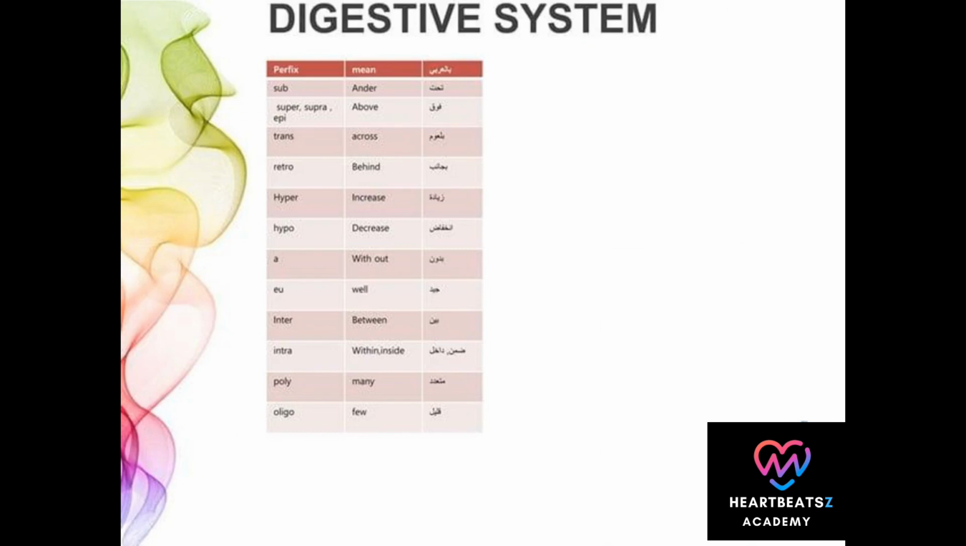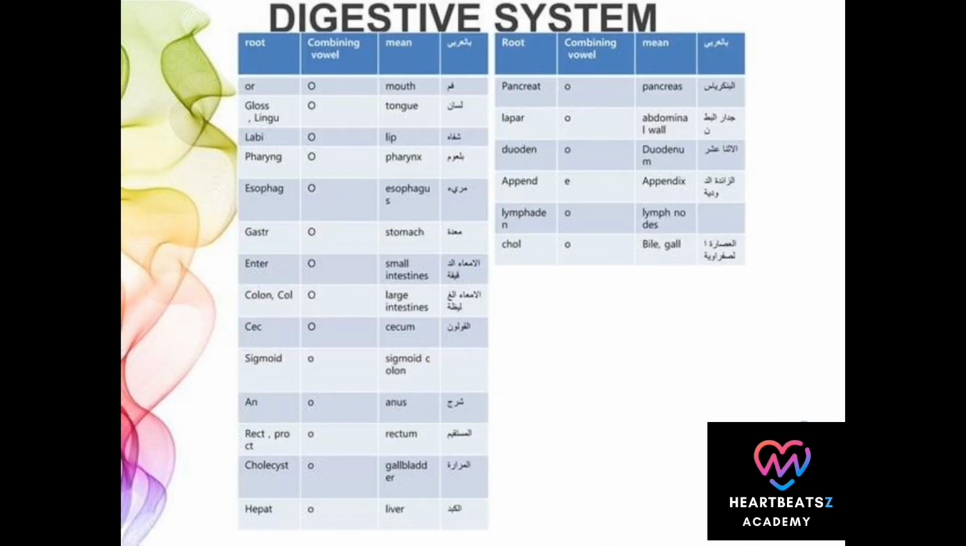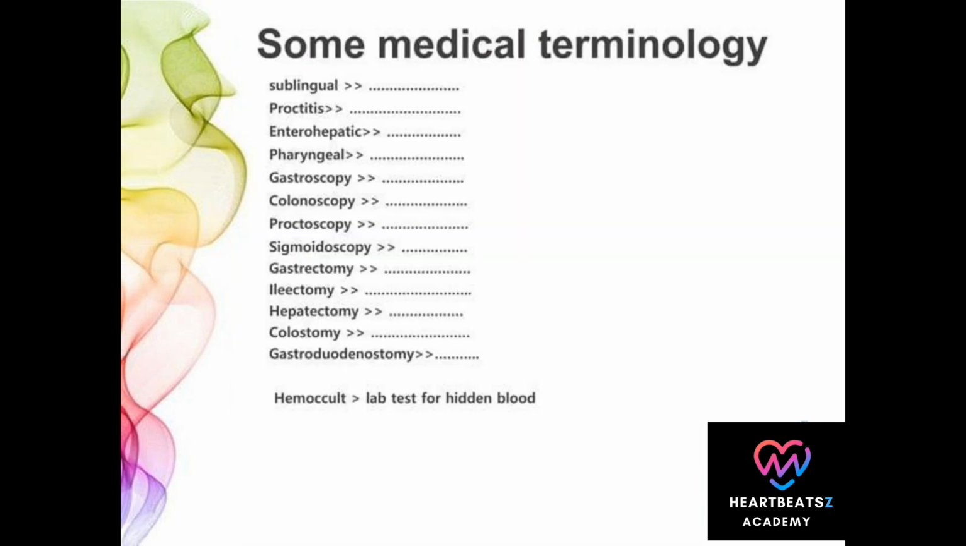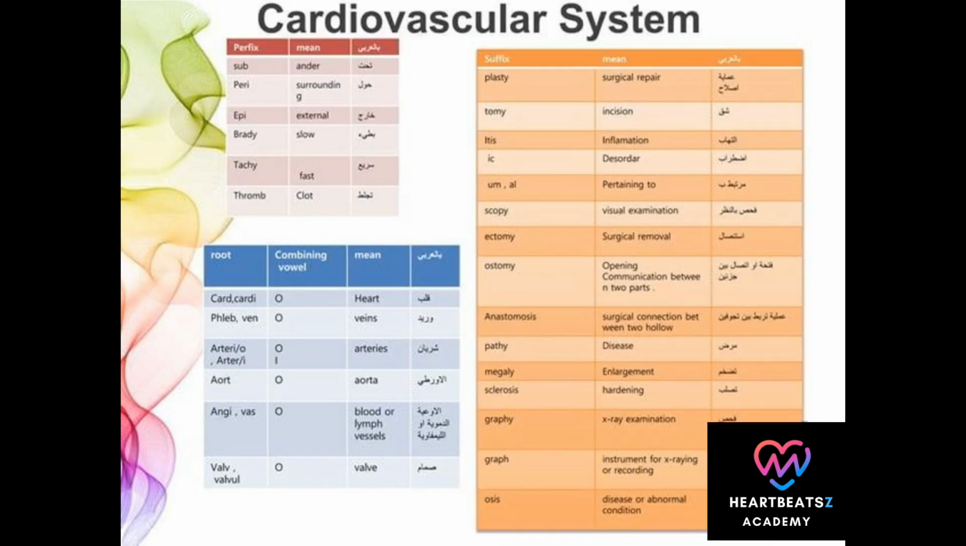Let's move on to the digestive system. We have words like gastroscopy, which refers to a procedure used to visually examine the stomach, and colonoscopy, which is a procedure used to visually examine the colon. We also have terms like gastrectomy, which refers to the surgical removal of the stomach, and colostomy, which is a surgical procedure that creates an opening in the colon to divert waste.